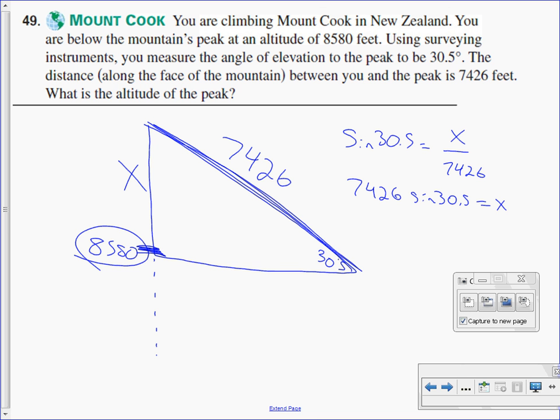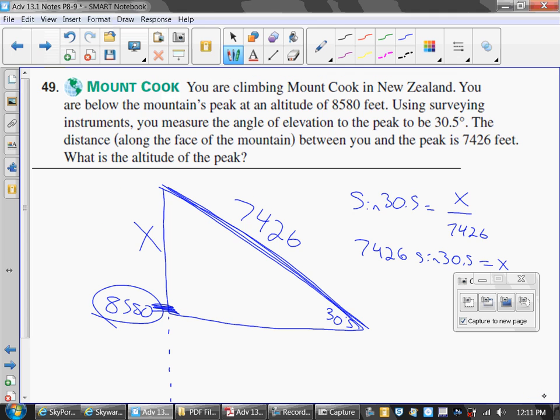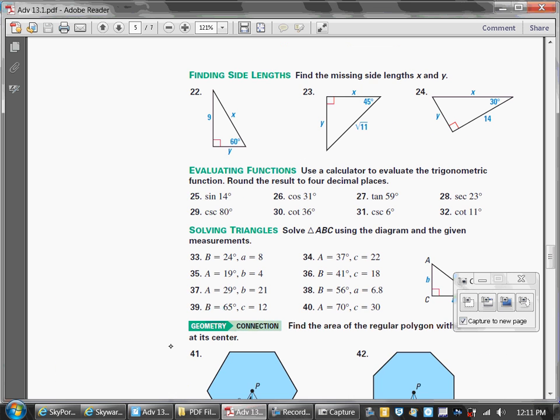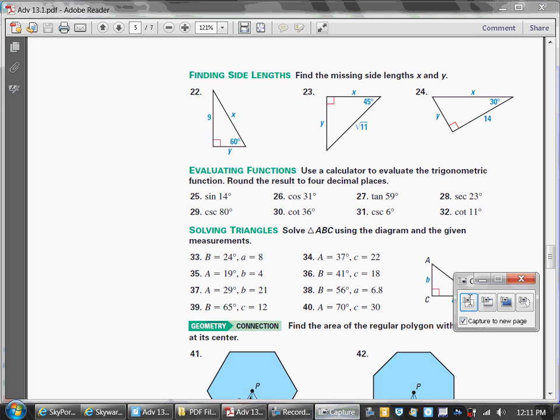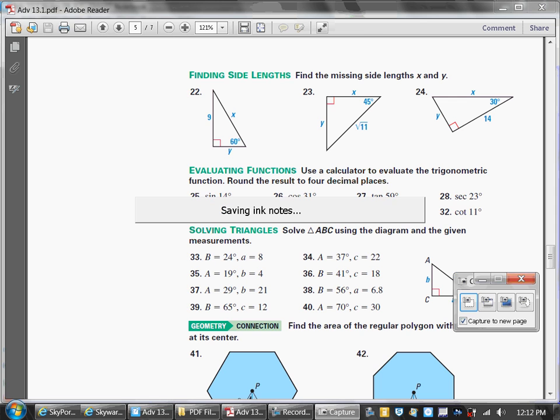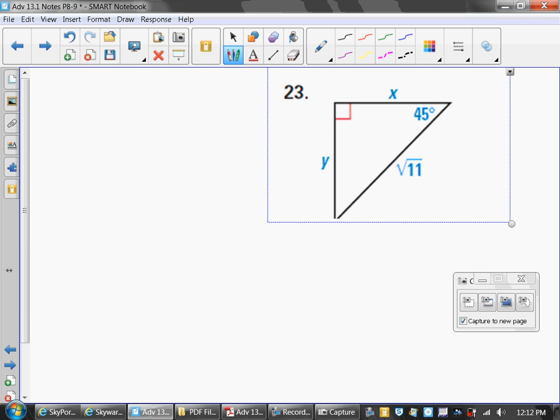What was the one for 23 I heard? 23 you had, I believe that's the 45-45-90 problem. Yeah, in the 45-45-90, and you're given across from the 90 is the square root of 11. So in a 45-45-90, x root 2, you know that across from the 90 is equal to the square root of 11.